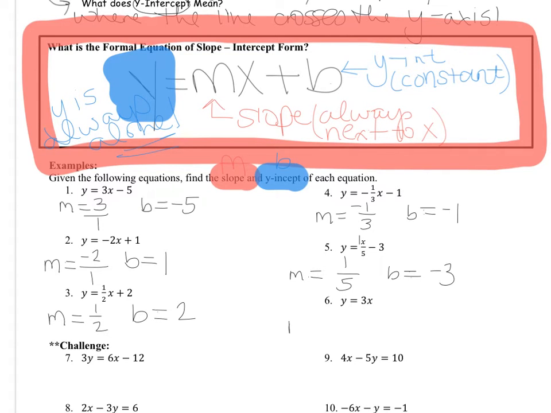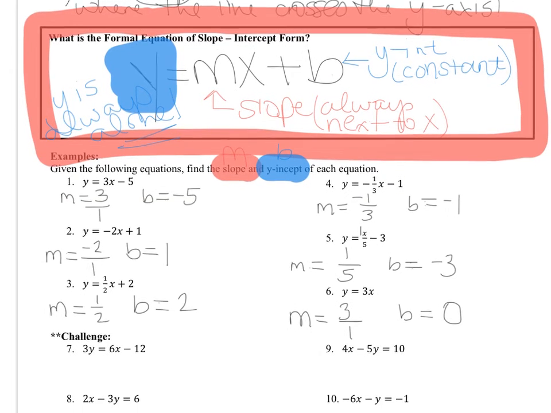Now look at number 6. What's m equal? Well, m equals 3/1 because it's next to x. But notice I don't have a b. So if I don't have a b, what does that mean b equals? 0. Okay? So hopefully this makes some sense to you.